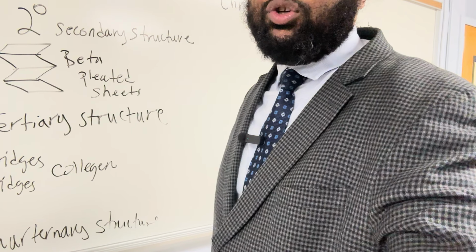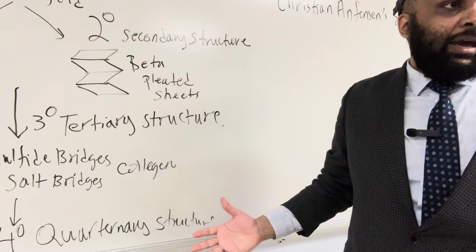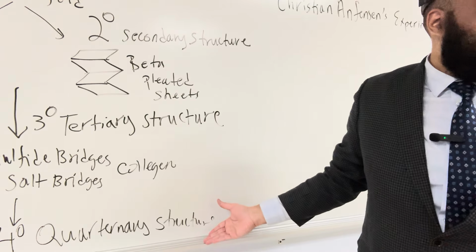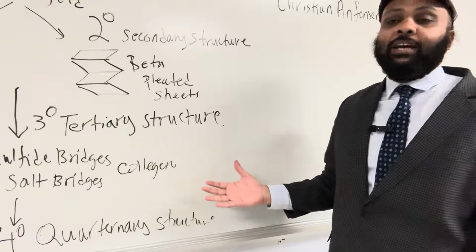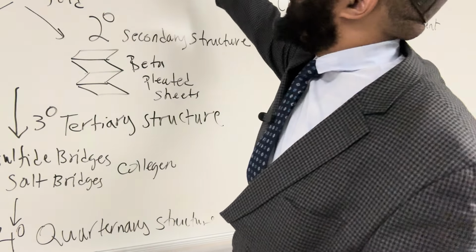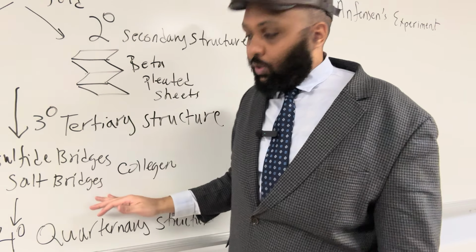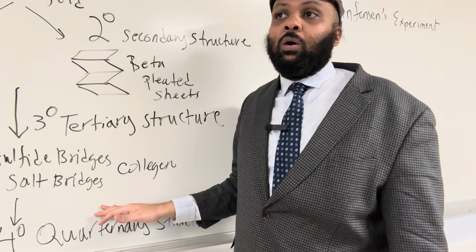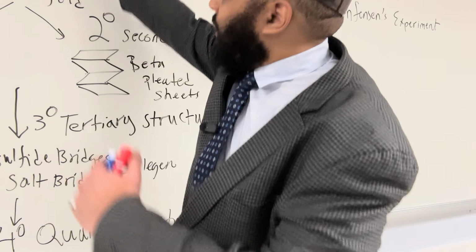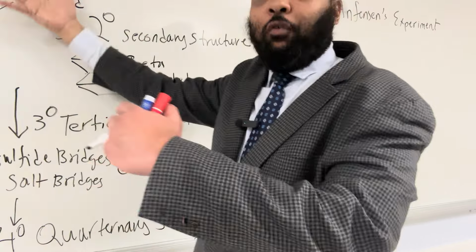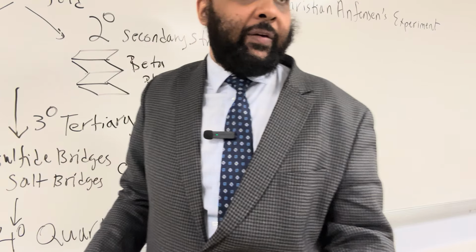they all believed that the most important structure is the quaternary structure because it's the most complex. So what he did was, when you go from primary structure to secondary structure to tertiary structure to quaternary structure, those bonds that are made, this is called folding. We're folding from the primary to the secondary, from secondary to tertiary, from tertiary to quaternary.